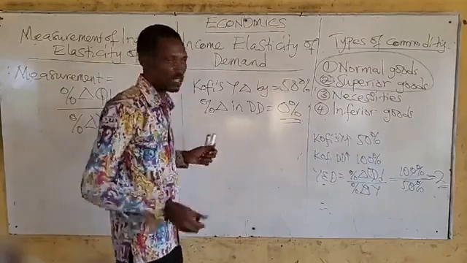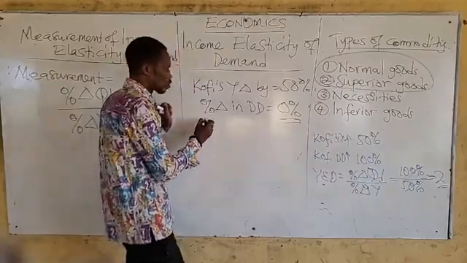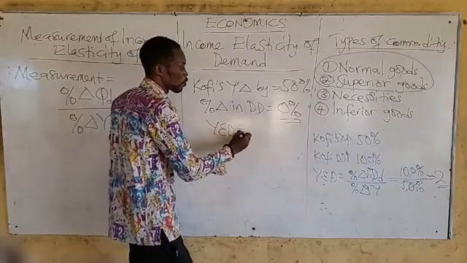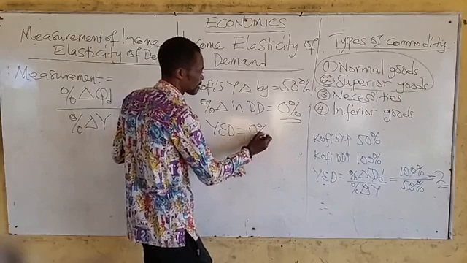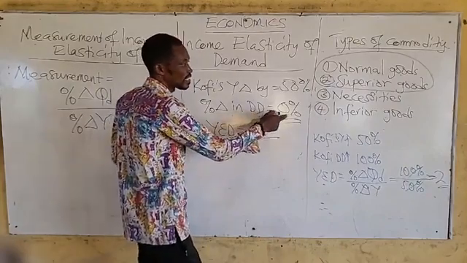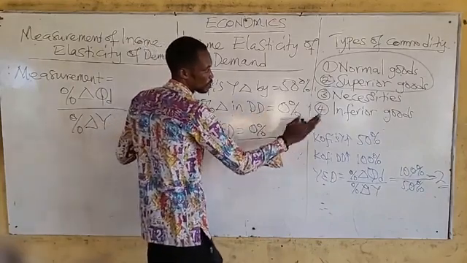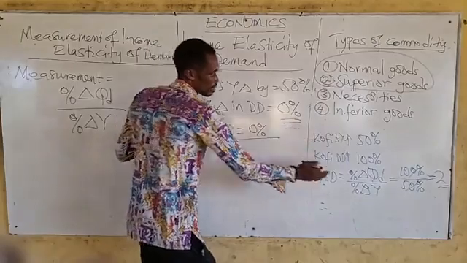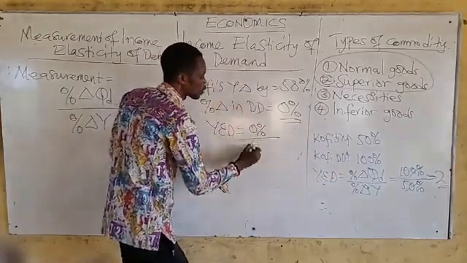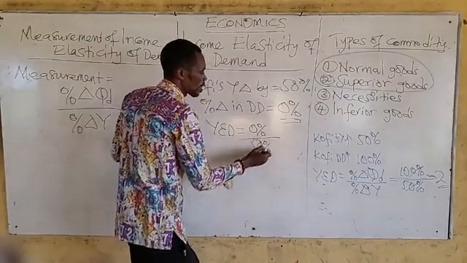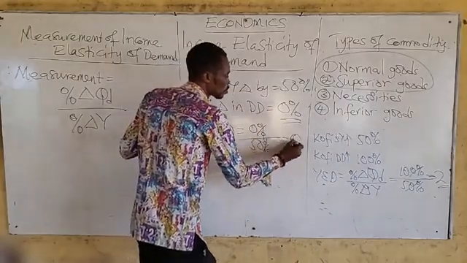So you are going to calculate the income elasticity in that case. The income elasticity of demand for Kofi will be 0%, which is the percentage change in the demand, divided by the percentage change in income, which is 50%. That's the formula. When you cancel out, your answer is going to be 0.